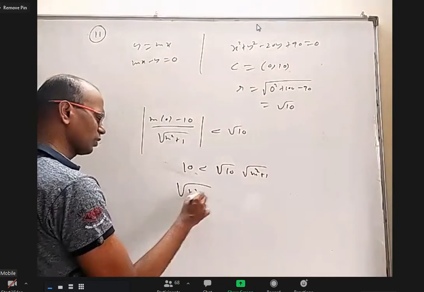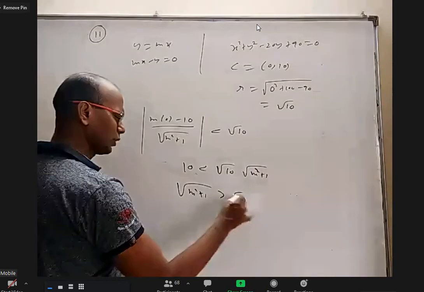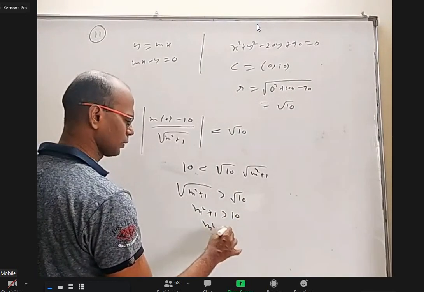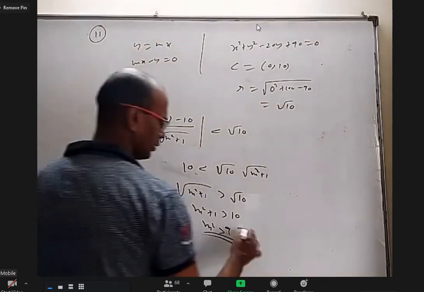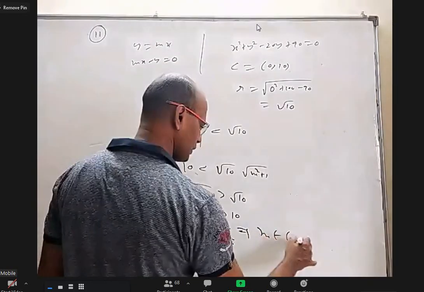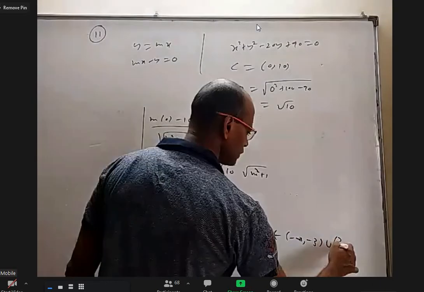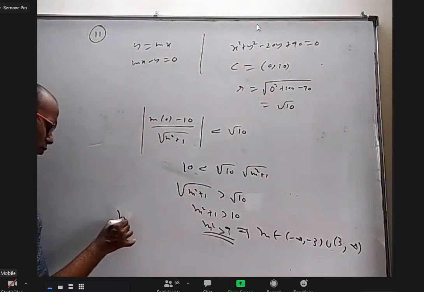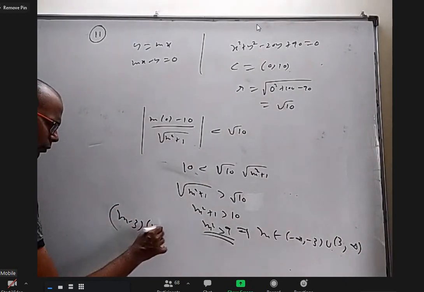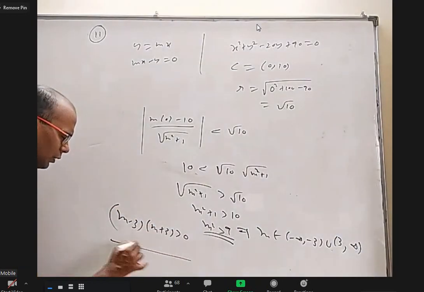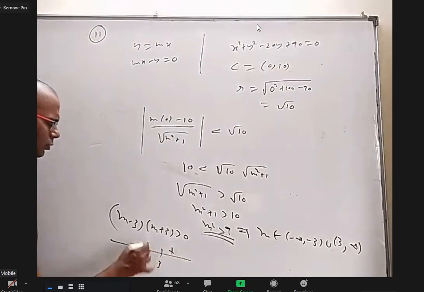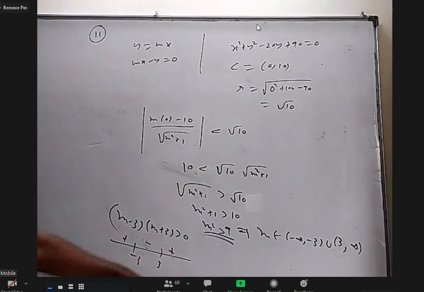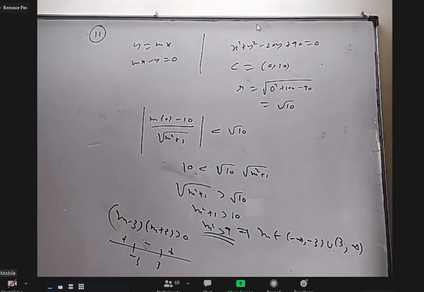So root m square plus 1 should be greater than root 10. m square plus 1 should be greater than 10. m square should be greater than 9. So m belongs to minus infinity to minus 3 union 3 to infinity. Why? Because you can write m minus 3 into m plus 3 greater than 0, number line minus 3, 3. More than 3 it is positive, before minus 3 also it is positive.